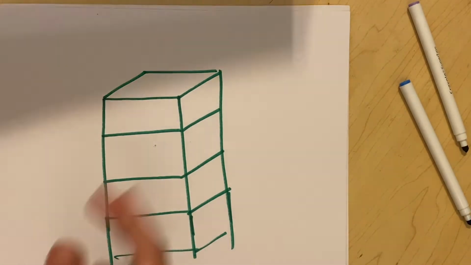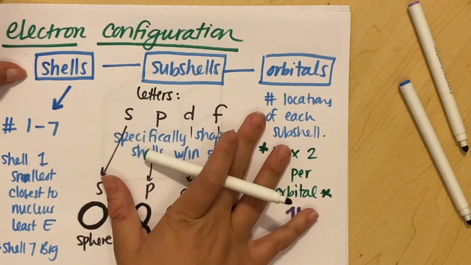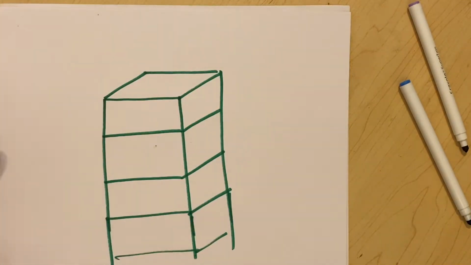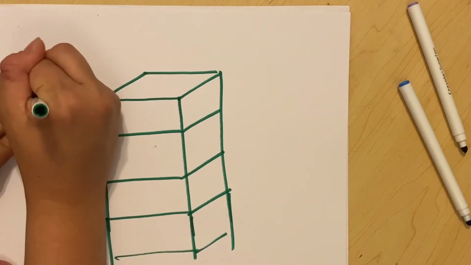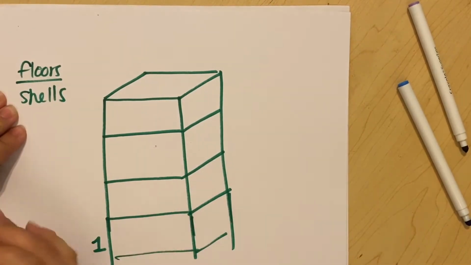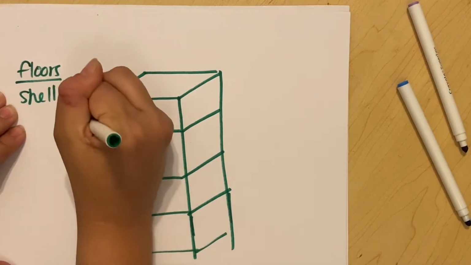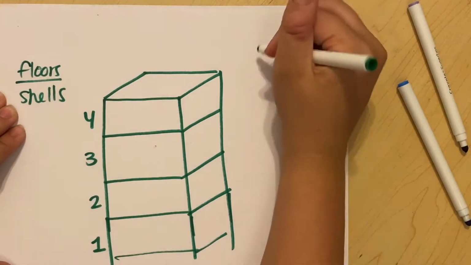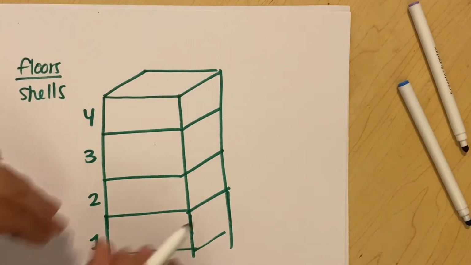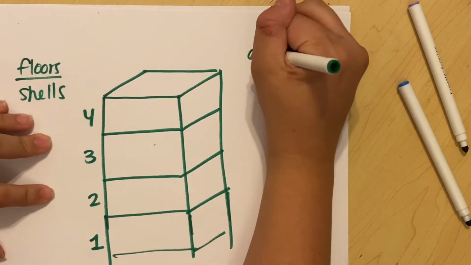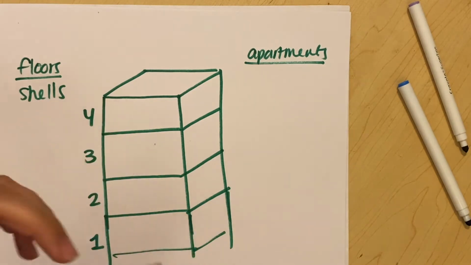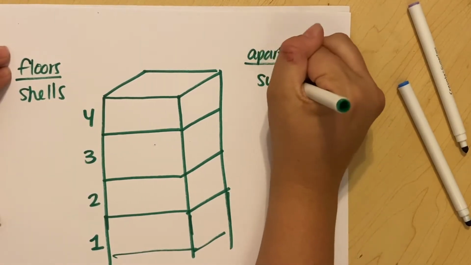You can think about your electron configuration very much like an apartment building. The floors of your apartment building are going to be your shells. So floor number 1 would be like shell 1, shell 2, shell 3, shell 4. Then on each floor, you're going to have different apartments, and your specific apartments are going to be your subshells.